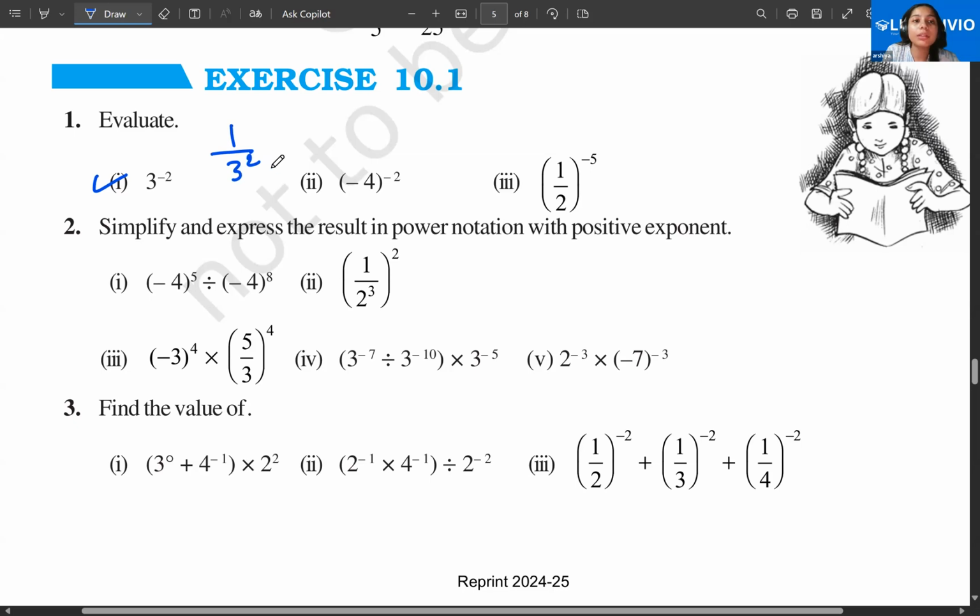But you also have to open this up. Okay, so 1, how much is 3 to the power of 2? Write it like how you would write it. 3 nines are nine, 3 into 3 is 9. Yes. So 1 by 9 will be your answer.